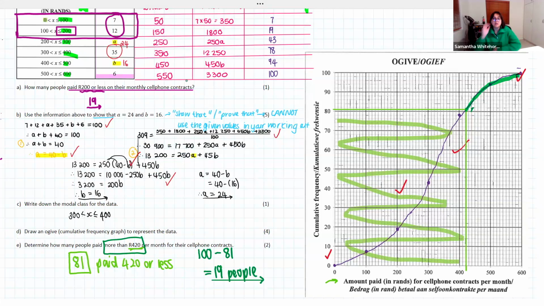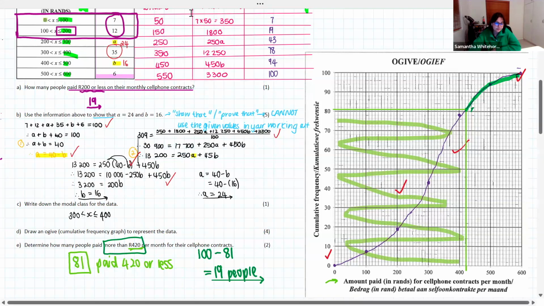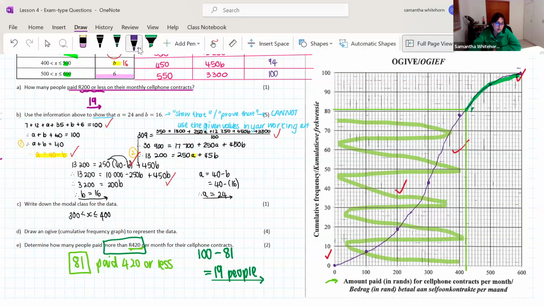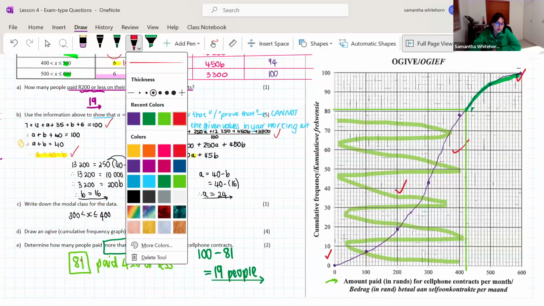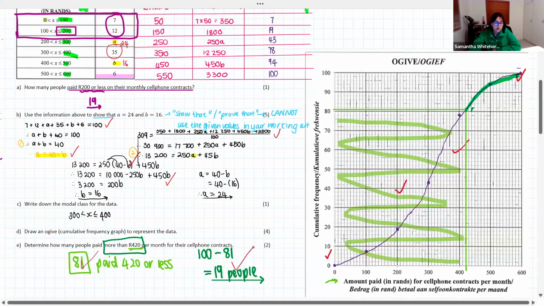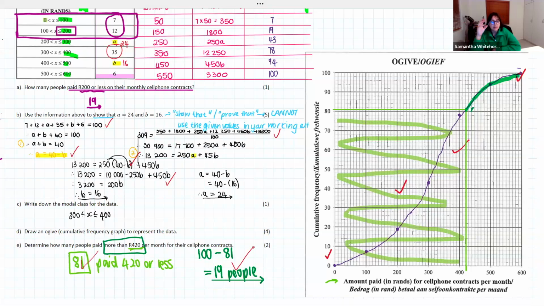Now, again, this would be considered by some students as a hard question, but it isn't. If you read your questions carefully, and you make sure that you are actually answering the question, you're going to be fine. So this is just a 2 marker. You're going to get a mark for the 81, so actually reading off the value, but then you're going to get a mark for understanding that you needed to subtract to get the more than. And this is just based on what cumulative frequency is. It's adding up prior interval frequencies, so everything below. If you want above, you would need to find the difference.